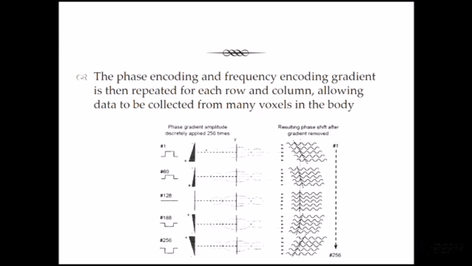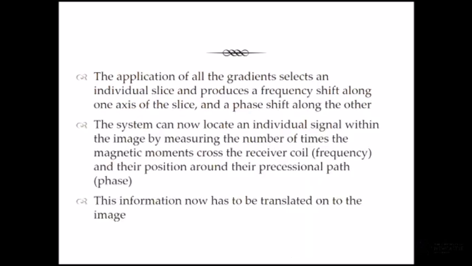So MRI is all about collecting that frequency information when we collect that data, putting it through a mathematical algorithm called a Fourier transform, which will nicely decode those frequencies into pixel intensities. But those pixel intensities will be represented based on their spatial location. So the application of the gradient selects an individual slice, so that's our slice select, and produces a frequency shift and a phase shift in the 2 other directions. So that's how we get our 3-dimensional location.